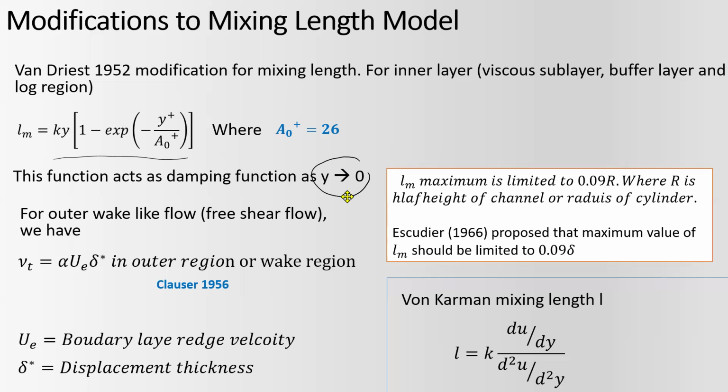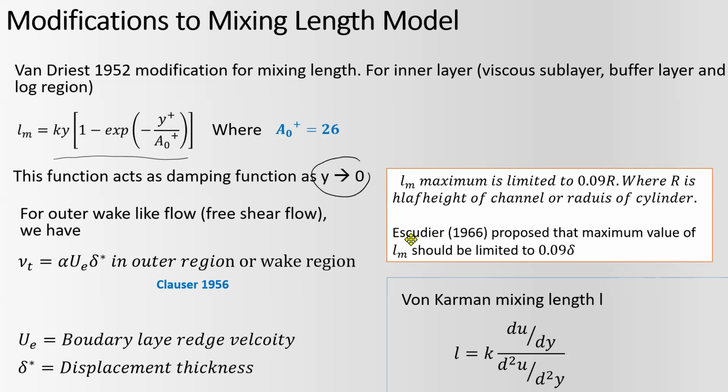Okay. So Van Driest proposed the modification in 1952. There is only one constant here, and everything else is dependent on the y plus value. This is some sort of general model. They also have the damping function here, and for the outer wake region they have a formula like this. This was proposed by Klebanoff in 1956.